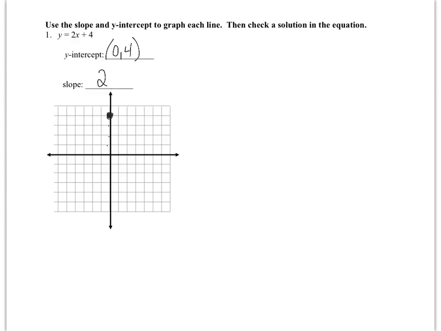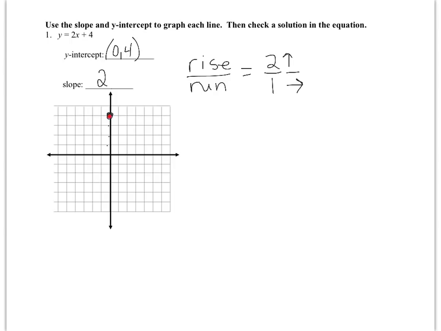Let's talk about slope for just a second. My slope is the rise over the run, right? So in this case, it's 2. Well, you have to remember that 2 can be written as 2 over 1. So my rise is 2, and my run is 1, which means that I'm going to go up 2 and to the right 1.